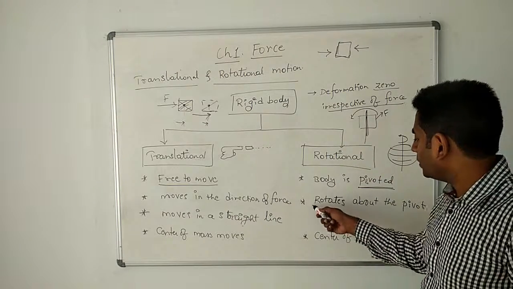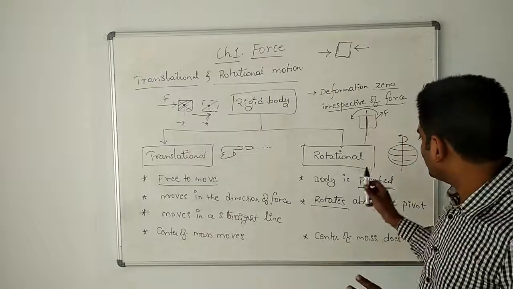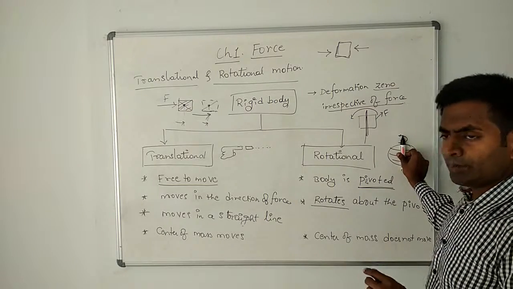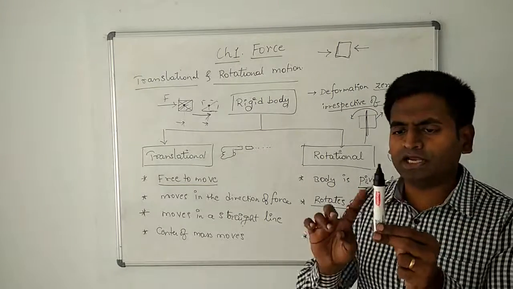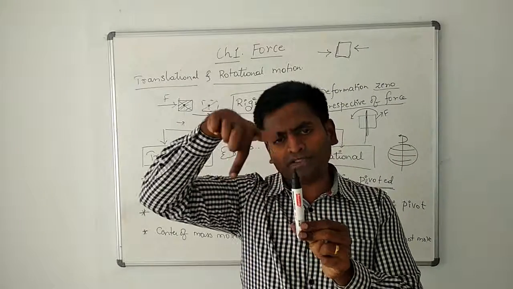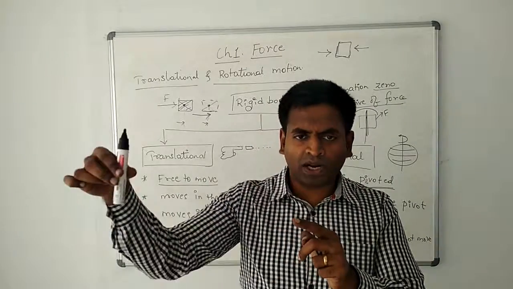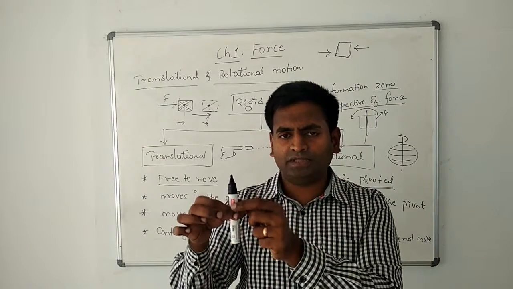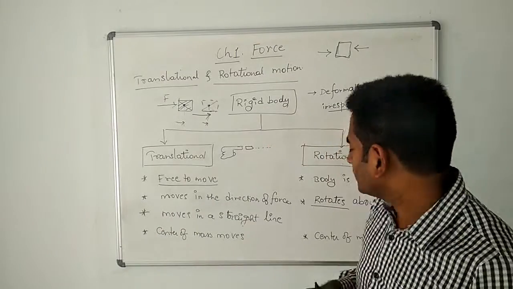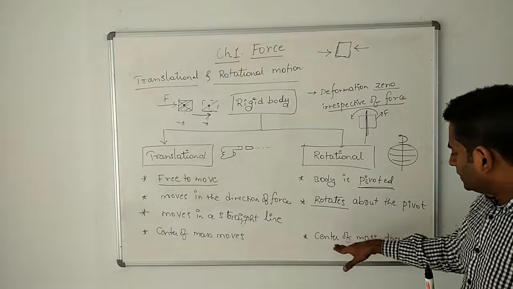It does not revolve, it rotates. There is a difference between rotation and revolution. Rotation is about an axis inside the body. So if an object is turning about an axis within itself, that is called rotation. But if the object is going around an axis which is not inside the body, then it is called revolution. So the body rotates about the pivot.